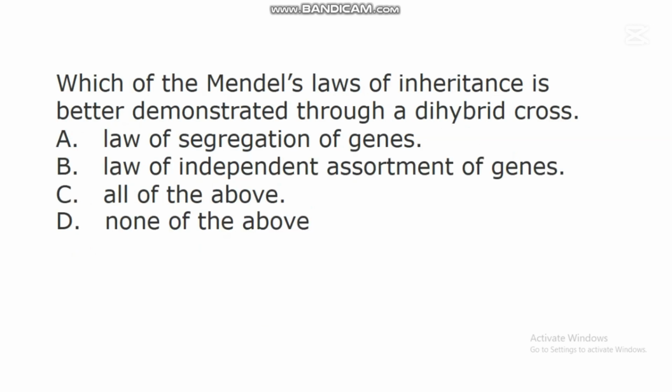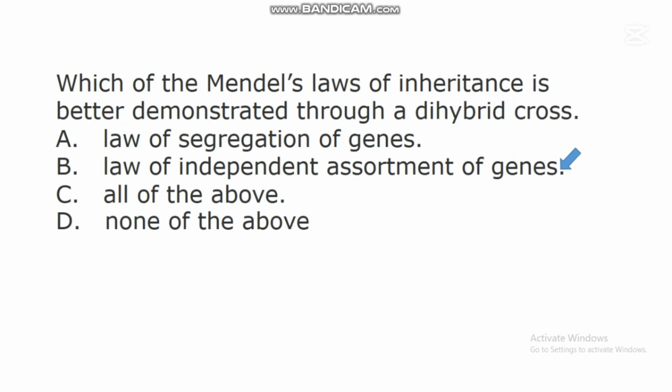The next question says, which of the Mendel's laws of inheritance is better demonstrated through a dihybrid cross? A. Law of segregation of genes. B. Law of independent assortment of genes. C. All of the above. D. None of the above. In this question, the correct answer is B. Law of independent assortment of genes.